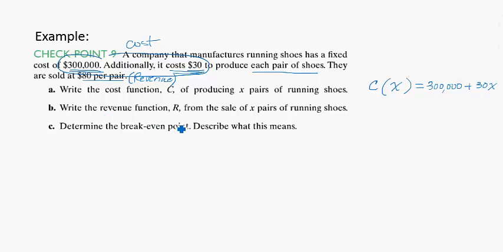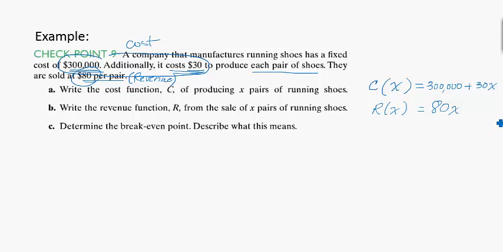And your revenue function is a little bit more straightforward because your revenue is just how much money you make when you sell a pair of shoes. So your revenue for X, with X being the number of shoes that you sell, is just however much you make per pair. So it's $80 per pair.